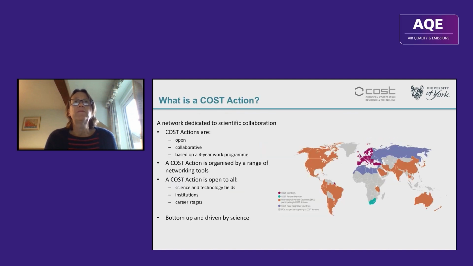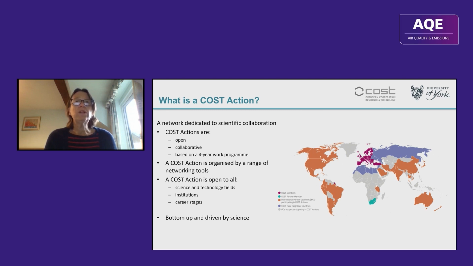Next slide, please. So for those of you who don't know, I thought it was worth just talking a bit about what a COST Action is. And the really nice thing about these is that they can be set up by anyone in any of the member countries, and they can be driven by the science. So it's a bottom-up thing. You can have a COST network on absolutely anything you want to.